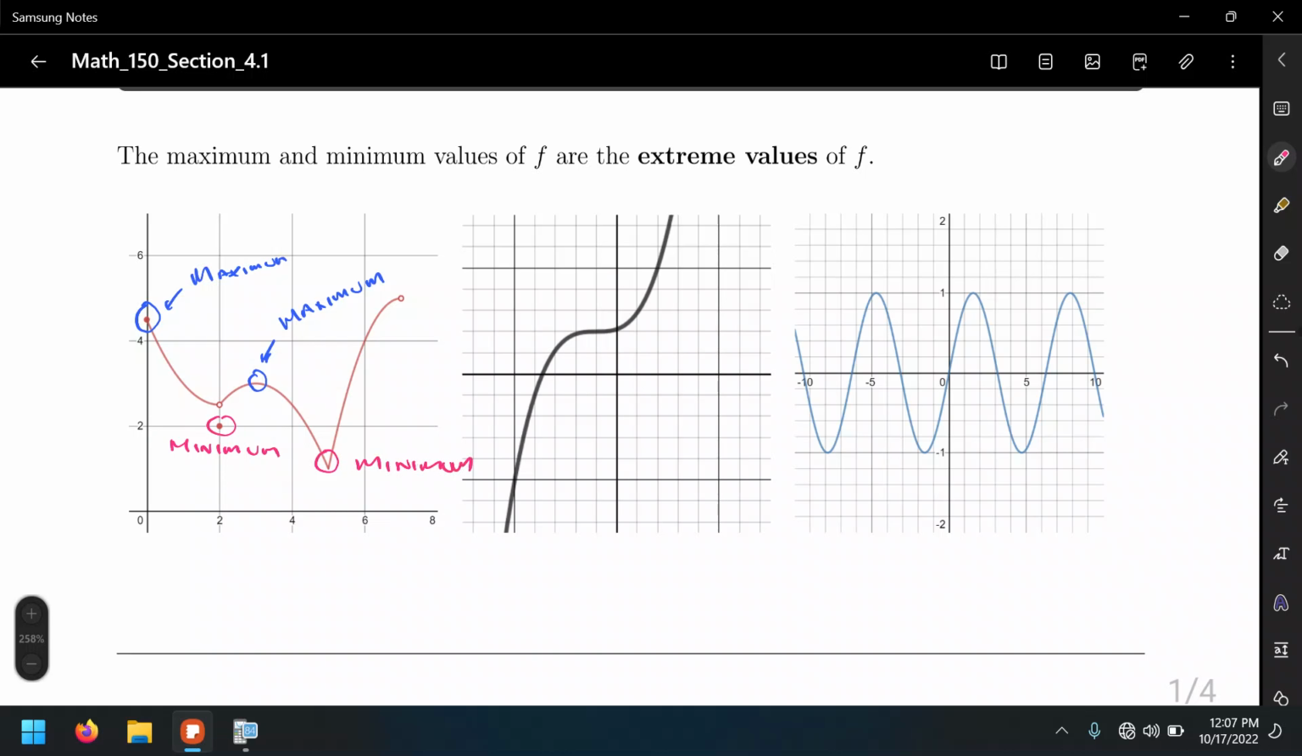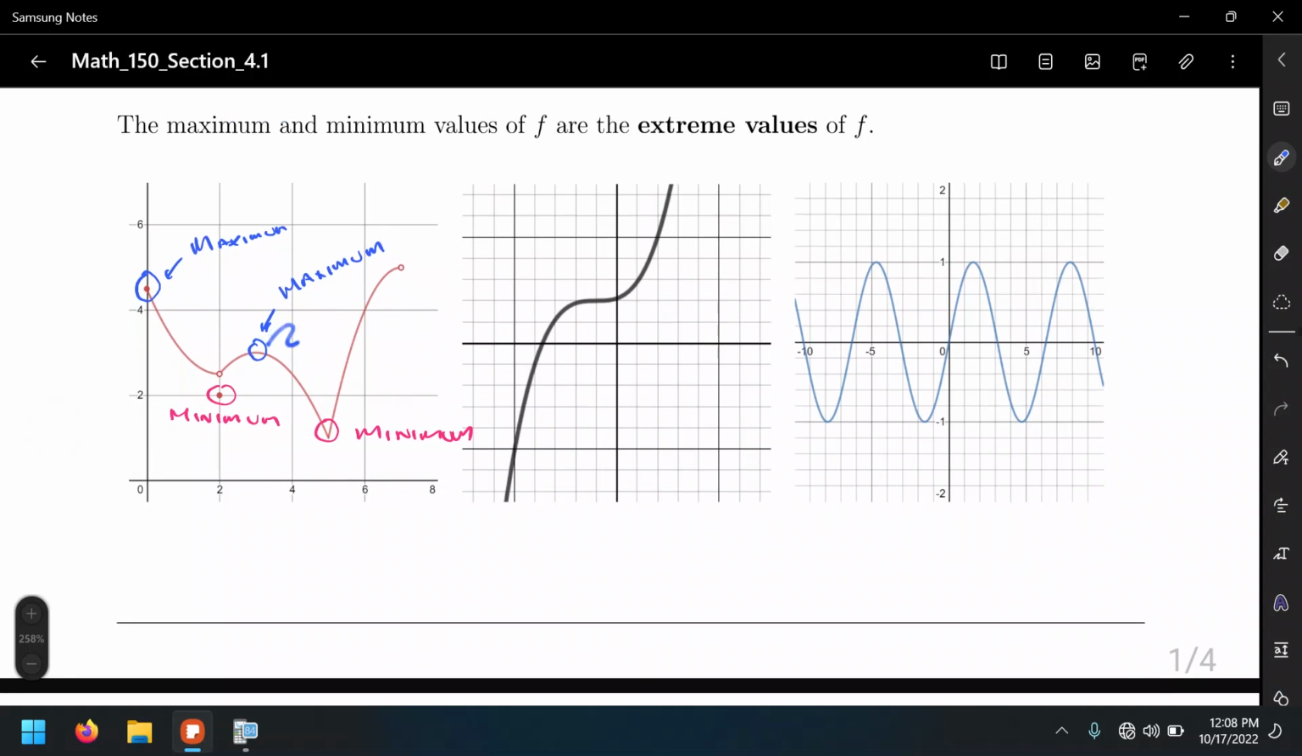Now, we need to identify these points, these maximums and these minimums, as local or absolute. So let's do one at a time. For the maxima right here, well, this maximum is smaller than that maximum. Do we agree with this? Yes. So this means this is the absolute maximum, and this is just some local maximum, or relative.